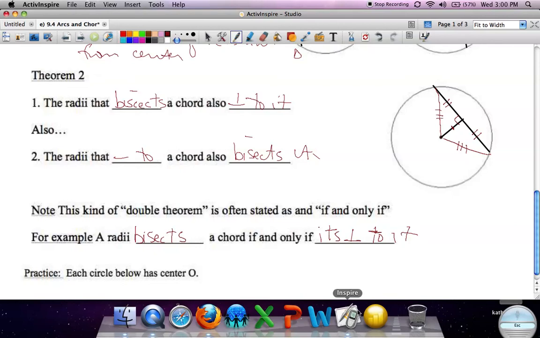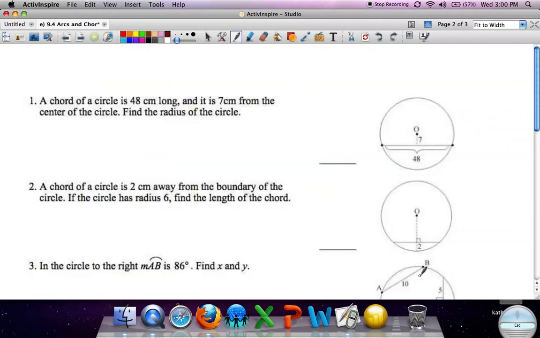So on the next page is some practice. And let's do the first one together. So in this diagram, the circle has a chord of 48 units across, and it's 7 centimeters away from the center. So that means this distance is 7. Well, the shortest distance between a point and a chord or a line segment is its perpendicular distance. So we want to find the radius of a circle, so we can just finish off this and do Pythagorean theorem to find the radius r.